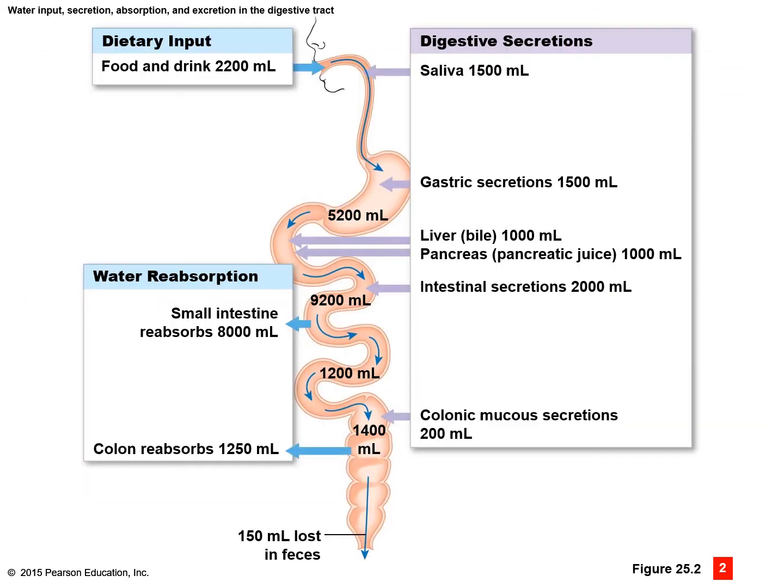This is showing you an overall diagram, kind of a flow chart, of how we would balance this out throughout our digestive tract. So you can see dietary input includes the food and drink. We have different digestive secretions that actually put some water back into the system. Things like saliva, our gastric secretions from our stomach, liver bile, pancreatic juices, and then intestinal secretions. Then finally, we have colonic mucus secretions.